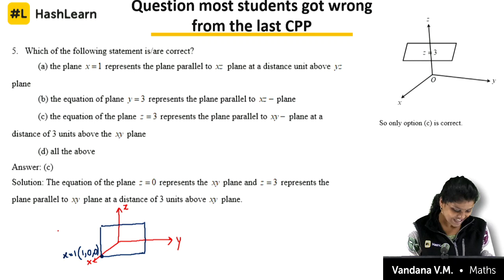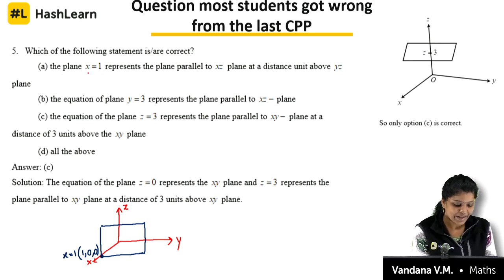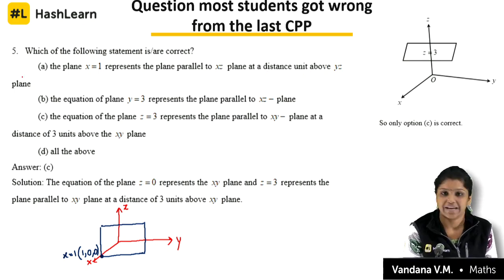Now, the plane x is equal to 1 represents the plane parallel to xz plane at a distance of 1 unit above the yz plane.